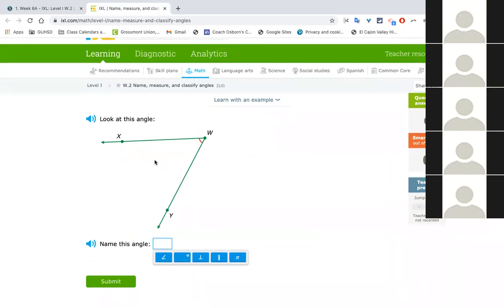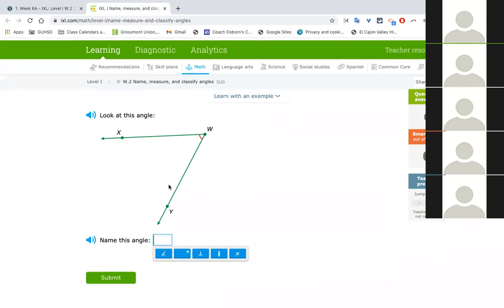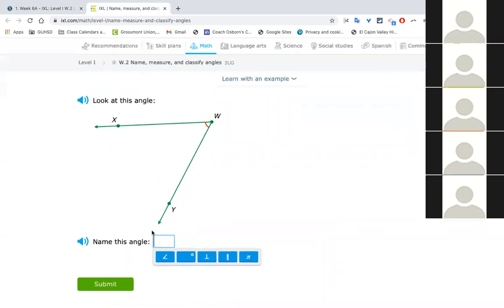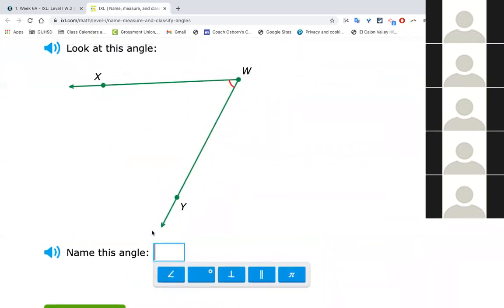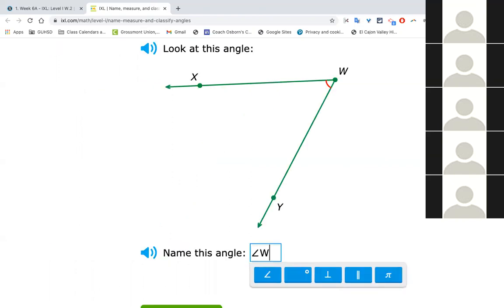You're going to get different questions about angles and how to measure them and name them and that sort of thing. So for this question, it's asking you to name this angle. The angle that you're naming is the one in red. All right, so that's W. You can name this different ways. The simplest way is you just use the angle symbol and the letter. So it's angle W. That's the easiest way.